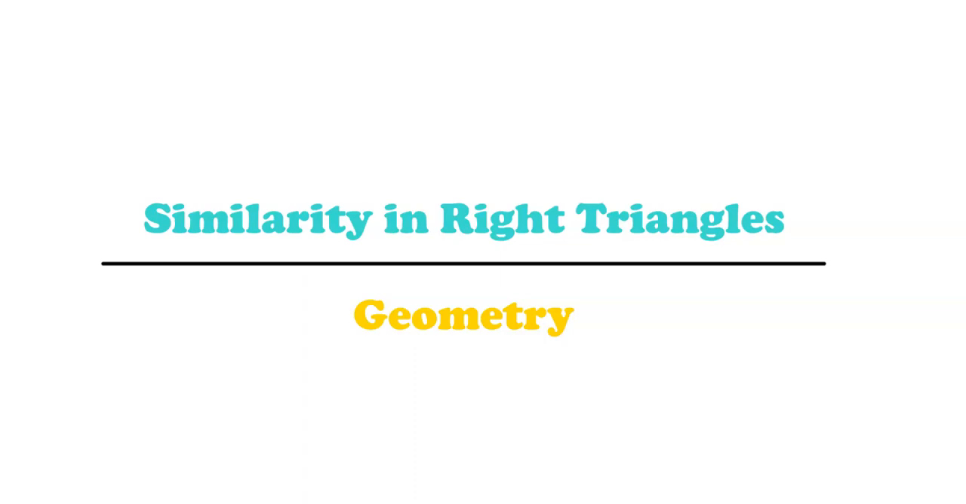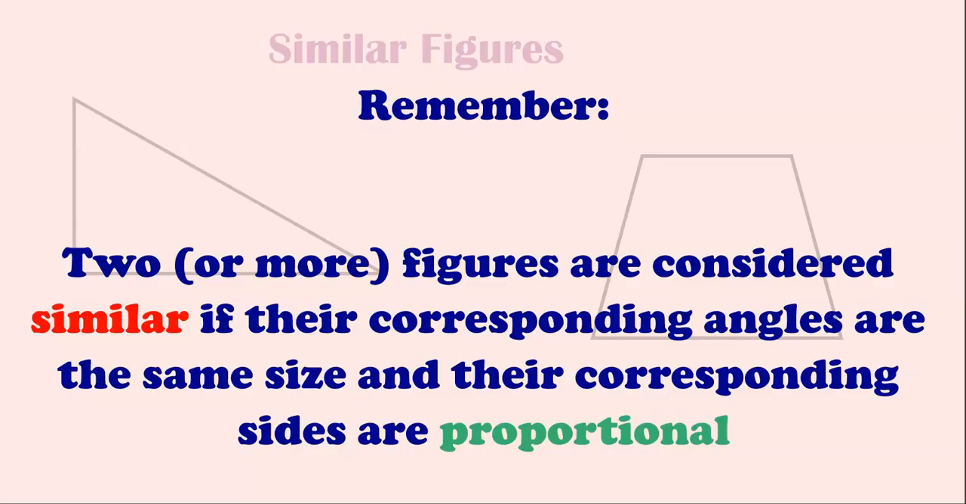So first, a reminder that similarity as far as figures are concerned is that two or more figures are considered similar if their corresponding angles are the same size, meaning they're congruent, and their corresponding sides are proportional. Now, for figures larger than triangles, there are a lot of things that we have to check the boxes for. We have to check the boxes that the corresponding angles are congruent. Then we also have to check for corresponding sides. But remember, when we're talking about similarity with triangles, it is enough for us to verify that the angles are congruent. And that goes for triangles and for triangles only.